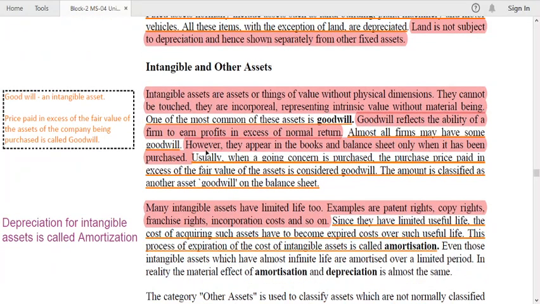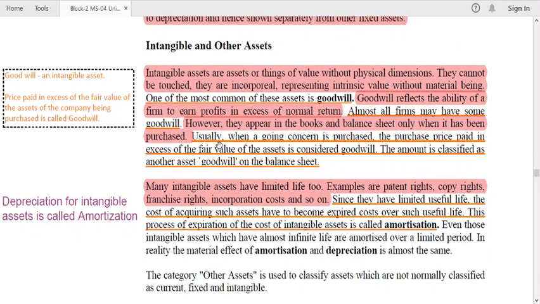Intangible and other assets. Intangible assets, those assets which are not existing physically, are called intangible assets. Intangible assets are things of value without physical dimensions. They cannot be touched. They are incorporeal, representing intrinsic value without material being. One of the most common types of intangible assets is goodwill. Remember this, goodwill. What is goodwill? Goodwill reflects the ability of a firm to earn profits in excess of normal return. Okay, this seems very complicated, but we'll explain this easily.